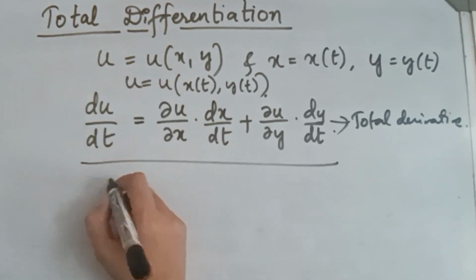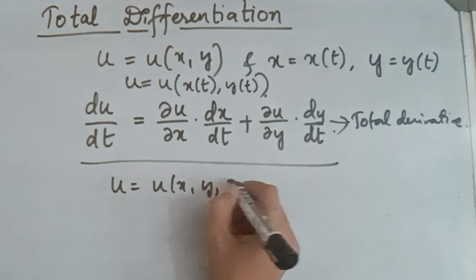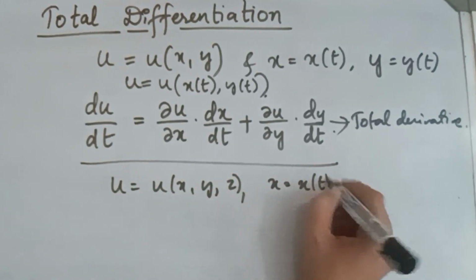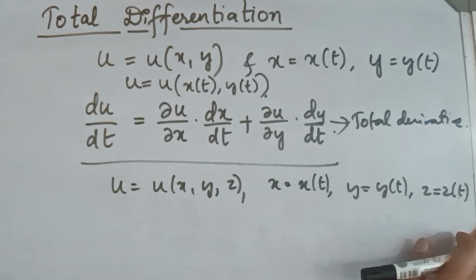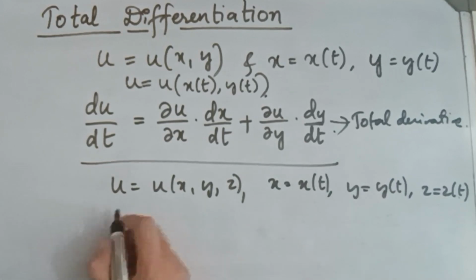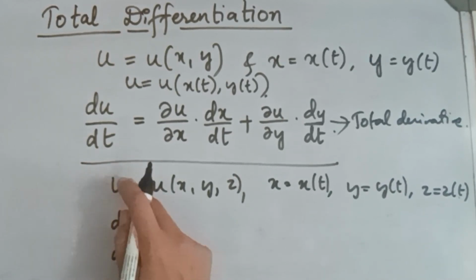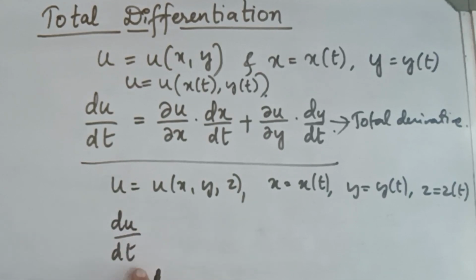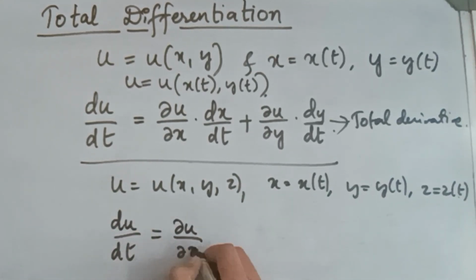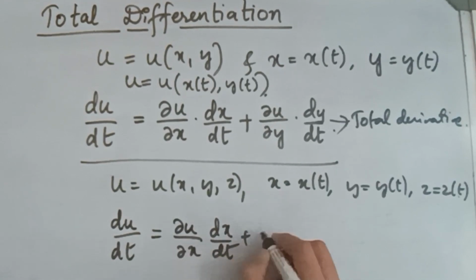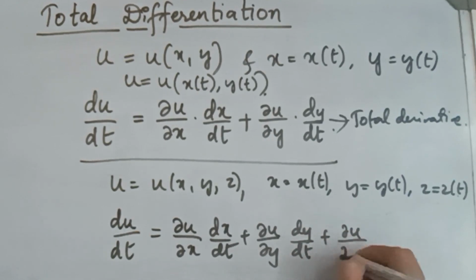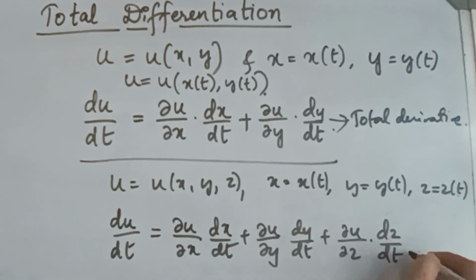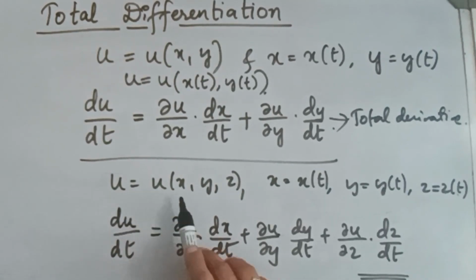If you have a function of three variables, then the same method is applied, where x equal to x of t, y equal to y of t, and z equal to z of t. These three independent variables are functions of t again. So in that case, total derivative of the function u is represented as du by dt, which is equal to dou u by dou x into dx by dt plus dou u by dou y into dy by dt plus dou u by dou z into dz by dt. So this is how we get the total derivative of given function which has three independent variables.